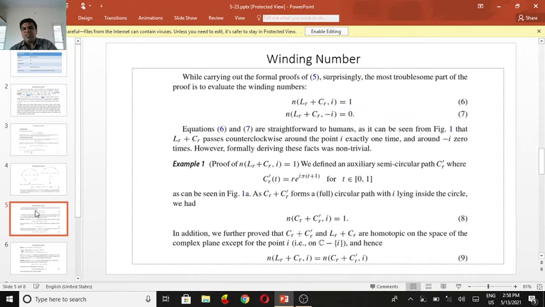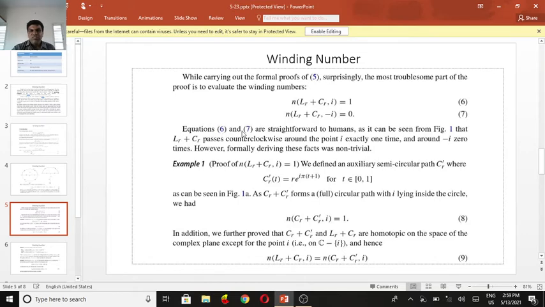When carrying out the proof of phi, surprisingly the most troublesome part of the proof is evaluating the winding number. So n times of the linear path plus circular path, comma i, equals 1. We call this equation 6. The n times of the linear path plus circular path, comma minus i, equals 0. I call this equation 7.